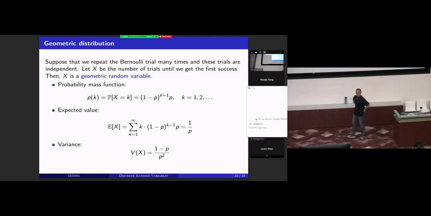So the probability of that should be 1 minus p to the power of k minus 1, right? And the k-th flip is heads. So that's the probability. So you see, for a geometric random variable, it must have a probability mass function like this. And last time, I showed you how to calculate the expected value of that, which is 1 over p.